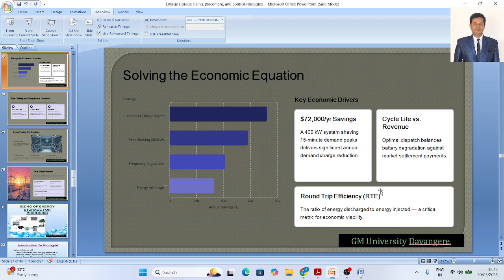Is it visible? Sir. So here you have the concept. Round trip efficiency, energy efficiency means the ratio of energy discharged to the energy injected, that is output by input into 100. If you multiply, you will get the efficiency. That is what you have to check for the critical conditions for doing economic viabilities.